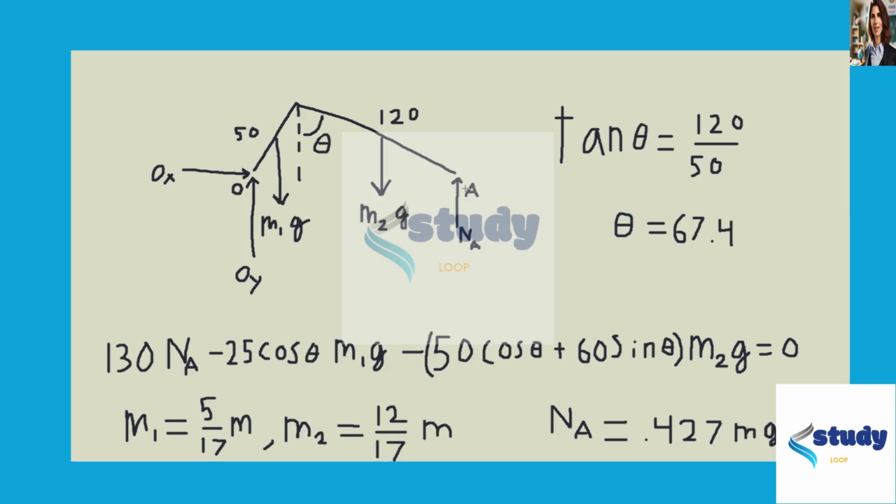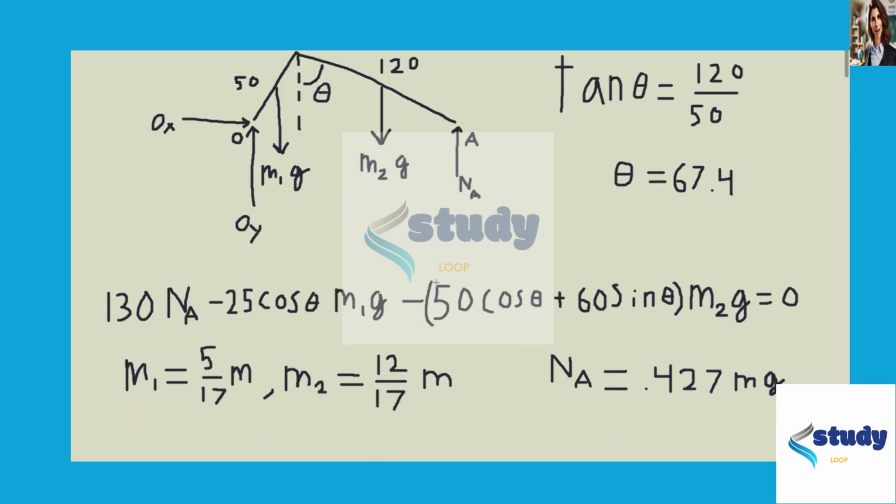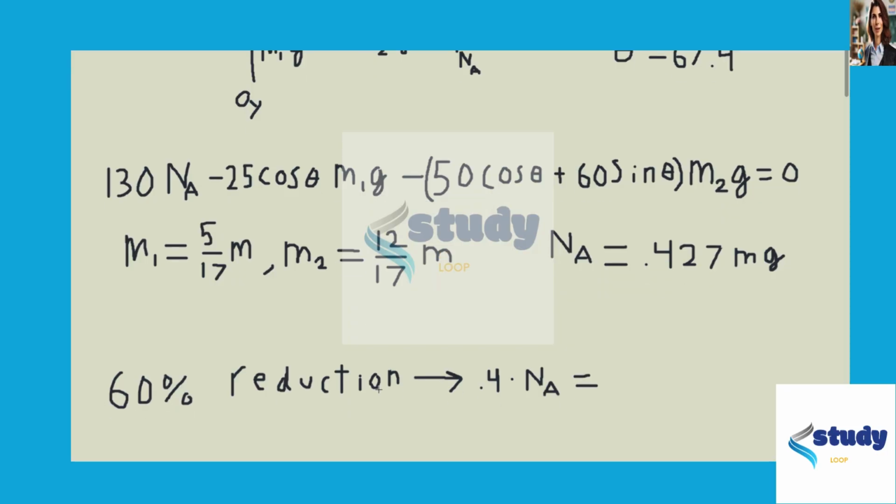And so now the problem tells us that we've got to reduce NA and take this system out of equilibrium. So we're going to have a 60% reduction like the problem specifies. So all we got to do now is multiply NA that we got here by 0.4. That's going to make this 0.1708 mg. So now that we reduced NA, the system is no longer in equilibrium. It's going to start moving, and we need to find the acceleration of it once it starts moving.